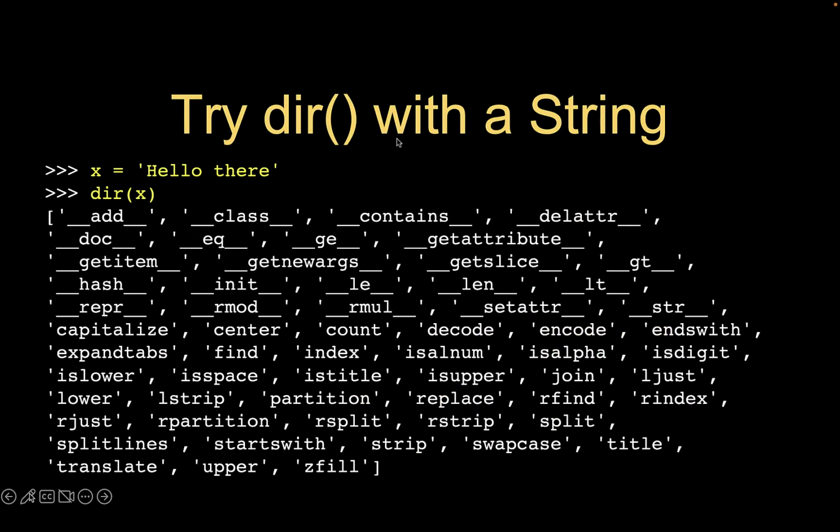So try a dir with a string. Okay, so you can see here we created a string called hello there, and we call dir. And again, strings have a bunch of dundered methods. As a user, we're not so concerned about them because we never call them directly. And then we've got things that we know about. Capitalize, ends with, is upper, is title, split. We've seen it all.